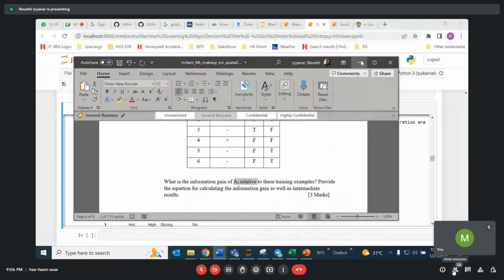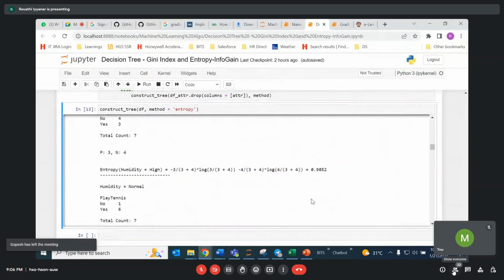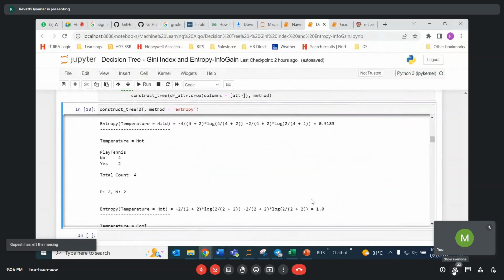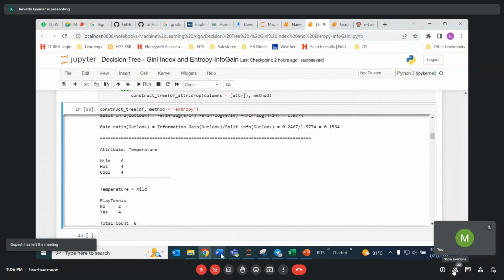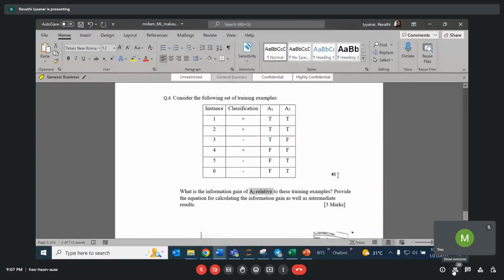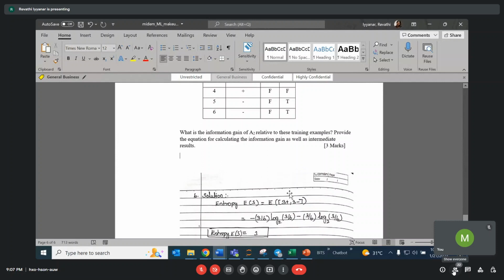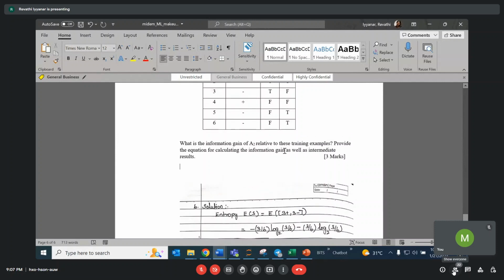They will mention to what extent we need to calculate. Can we go to that example question? They asked the A2 attribute. But here it is only information gain, not the tree. Tree, I think they'll mention.